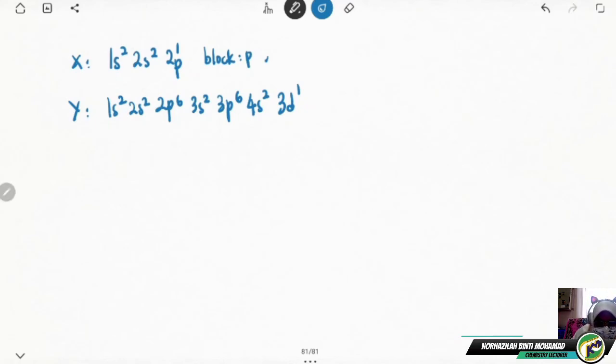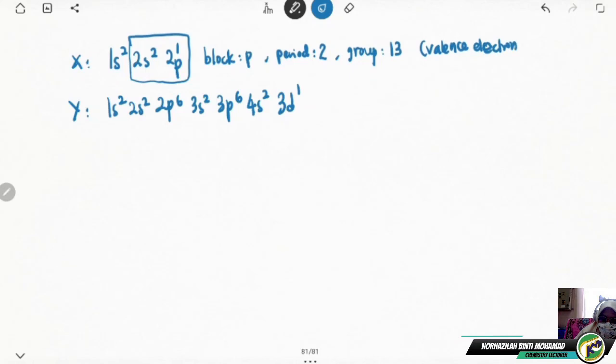Yang mana? 2s2 dengan 2p1 sebab dia p block kan? Dia mesti including the p orbital. So period dia berapa ni? Period 2, betul. Okey, group. 3 ke 13? Ni group 13, walaupun valence elektron dia ada 3. Yang ni pula, yang bawah ni blok apa? Blok D. Period?